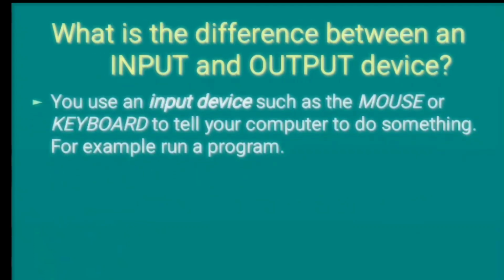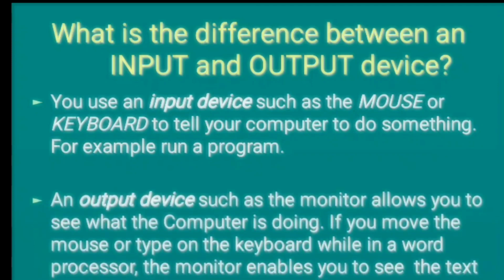What is the difference between an input and output device? You use an input device such as the mouse or keyboard to tell your computer to do something, for example, run a program. An output device such as the monitor allows you to see what the computer is doing. If you move the mouse or type on the keyboard while in a word processor, the monitor enables you to see the text you are typing.